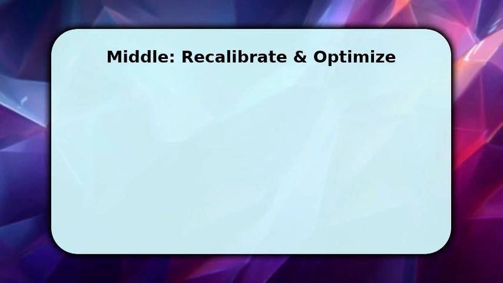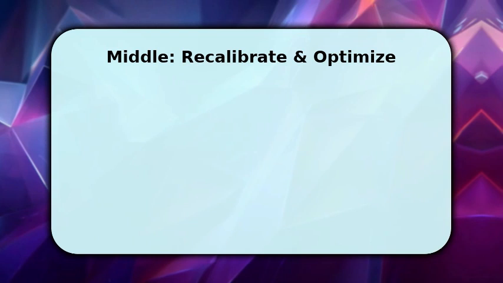Recalibrate and optimize. First, perform one controlled full charge cycle, drop near zero, charge to 100% without interruptions, then use it until it discharges. This resets percentage accuracy. While charging, reduce heat by using 50% brightness, turning off unused radios, and enabling battery saver.